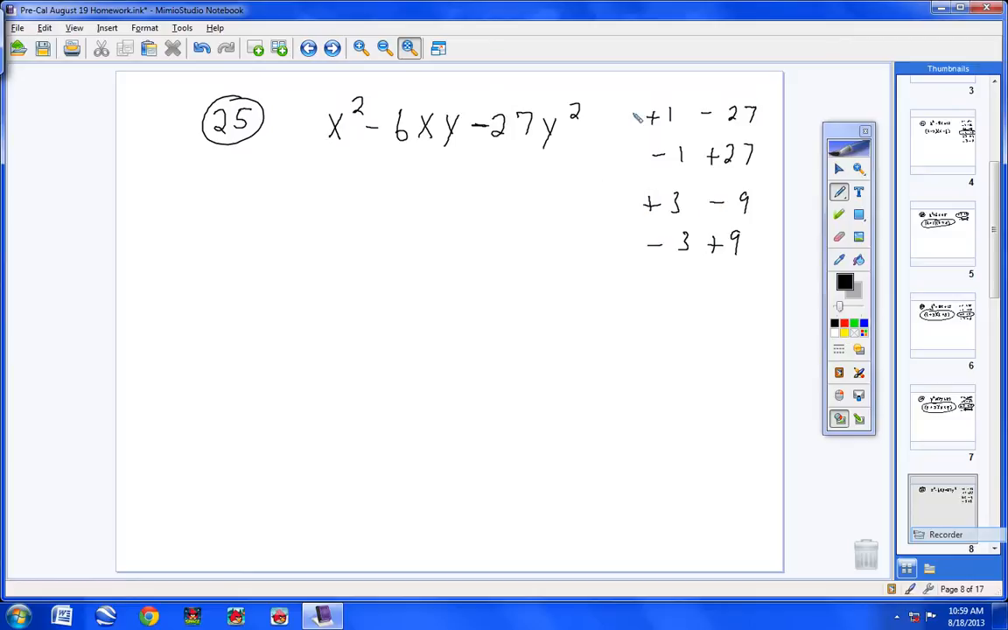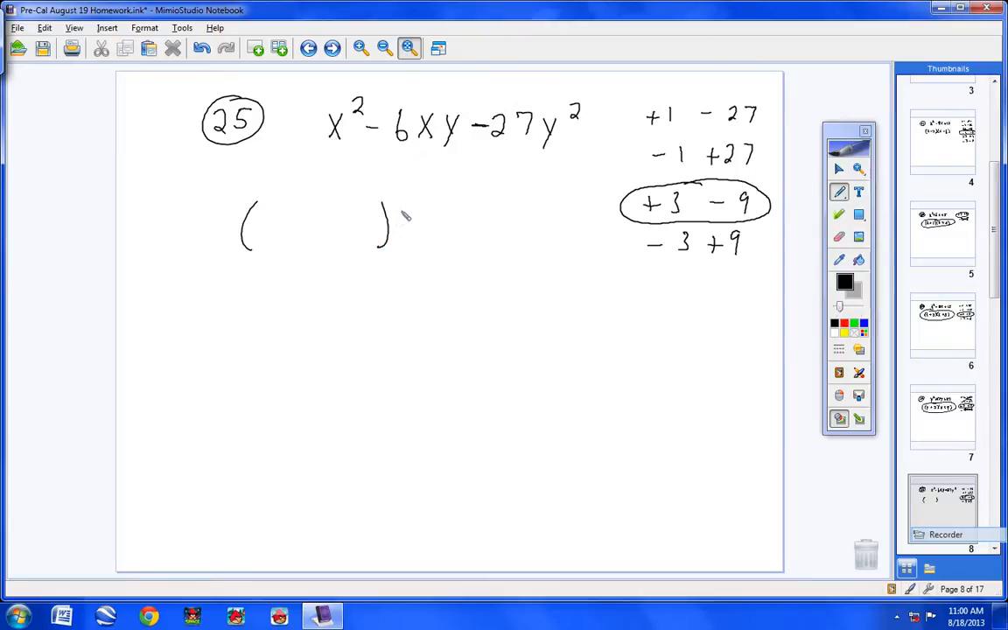There we go. Now your step 3 is you need to pick one of these groups based on the middle term. My middle term is negative 6xy, so I'm looking at negative 6. One of these should add up to negative 6. There it is. If I take positive 3 and negative 9 and add them together, I will get a negative 6.